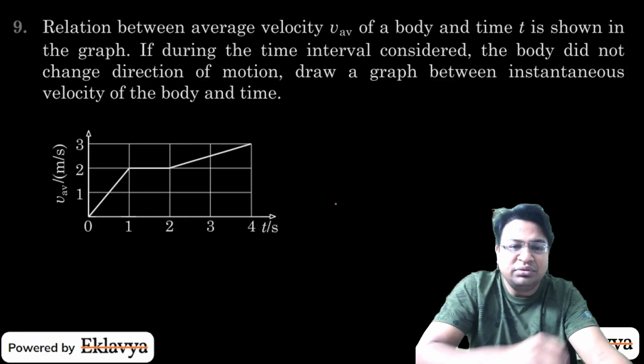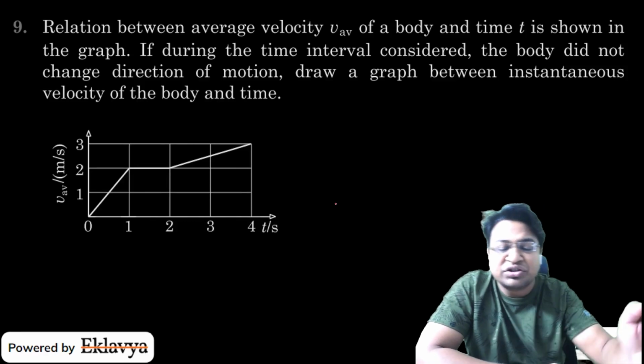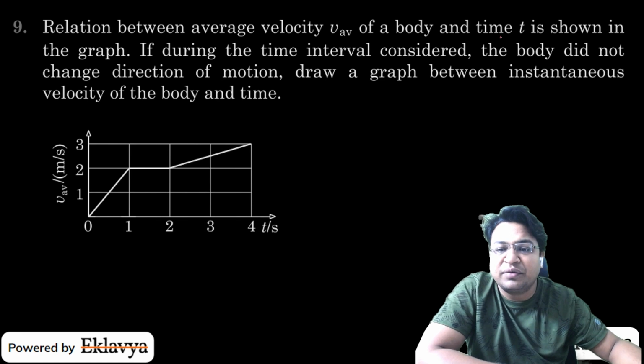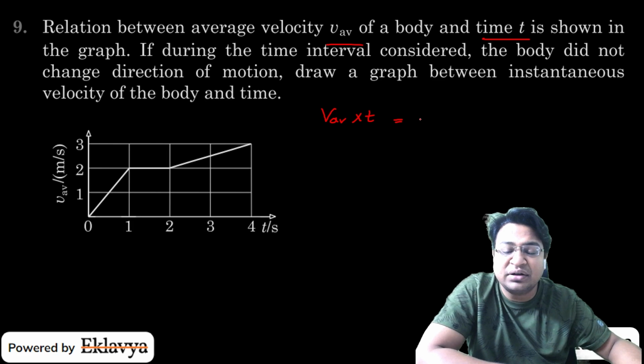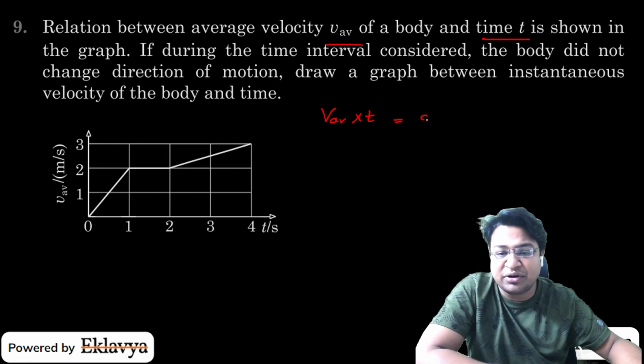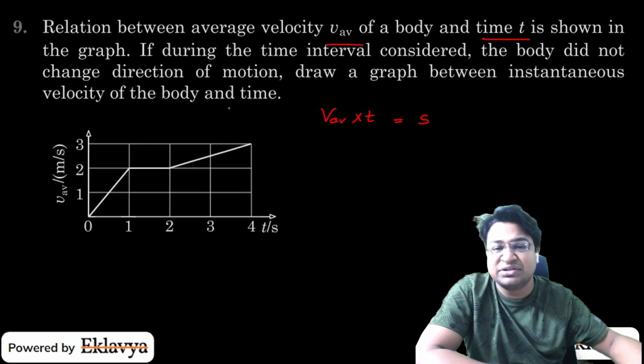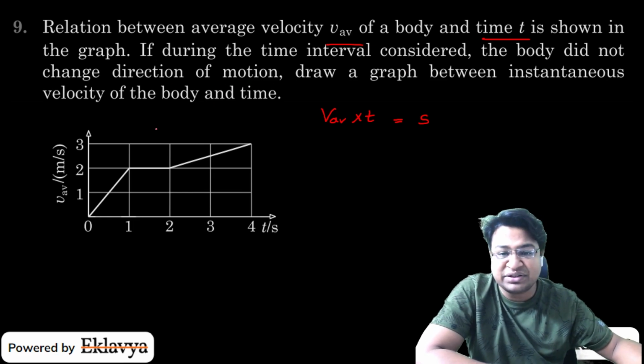So in this question, we have been given the relationship between the average velocity of a body and time. So guys, pay attention. We have been given the average velocity and the time. Now keep in mind that if you know the average velocity and you multiply it with time, then you end up getting the displacement or the distance, which is the same in this case because the question tells us that the body did not change the direction of motion. So it basically means that the displacement is the same as the distance.